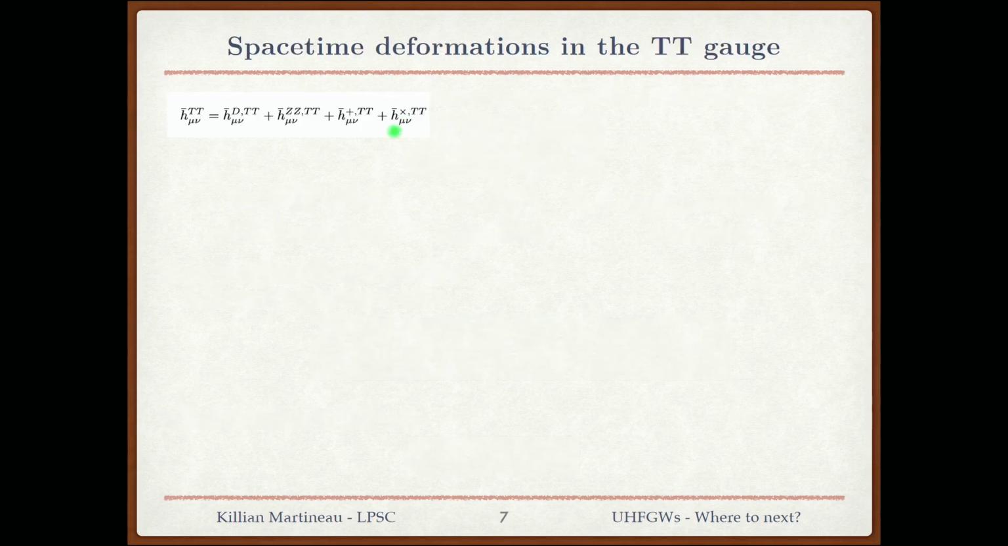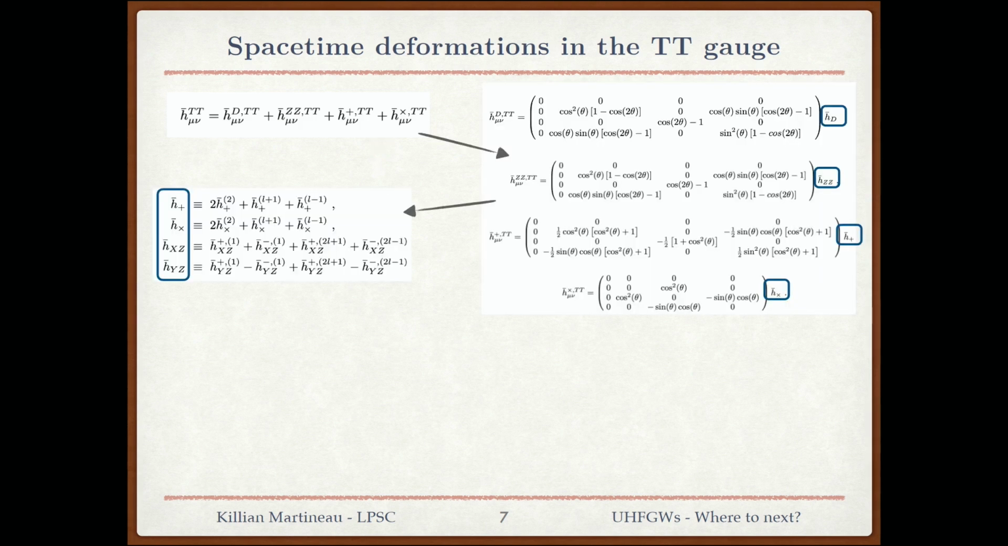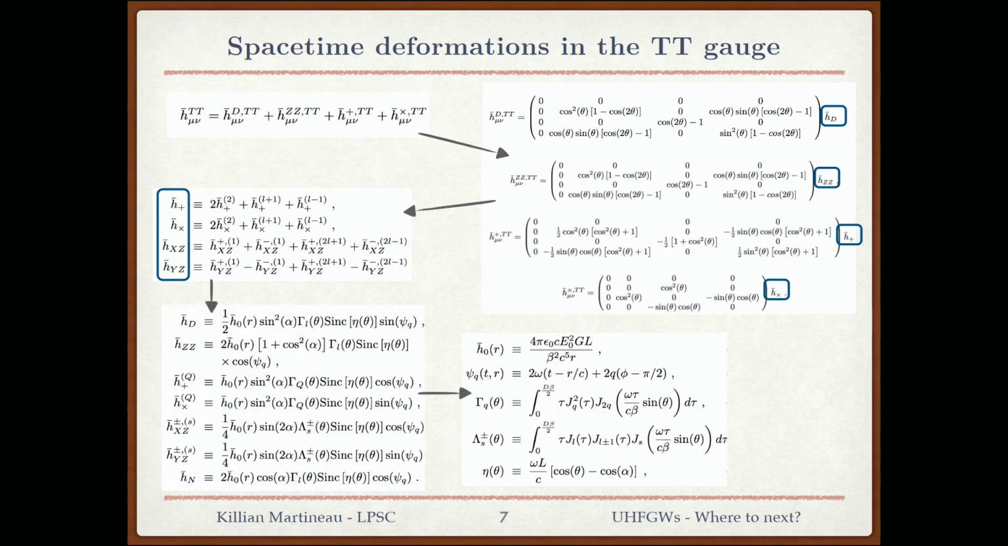The full form of h mu nu in TT gauge can be written as the sum of 4 terms. Those 4 terms are like this. They depend on some functions. Those functions are written depending on some other functions that are written like this that depend on those functions. So as you can see, the full form of h mu nu is quite heavy, but still it has been computed.